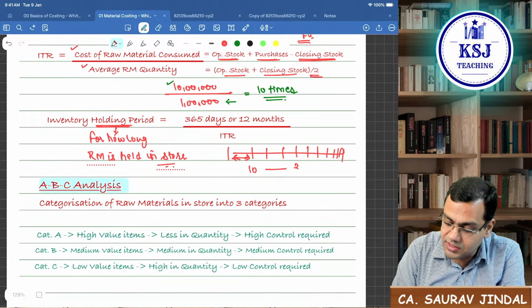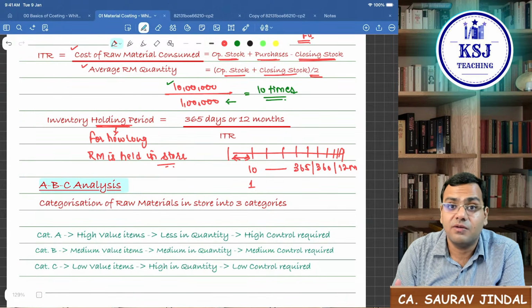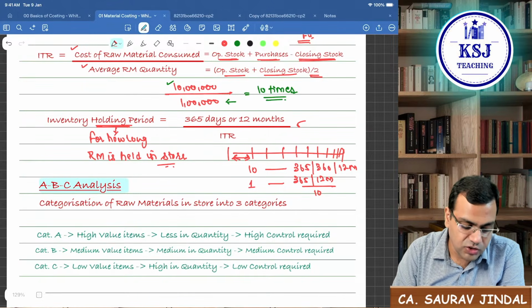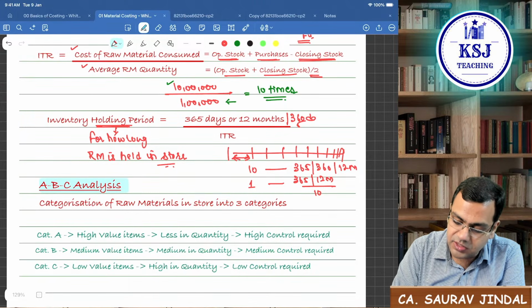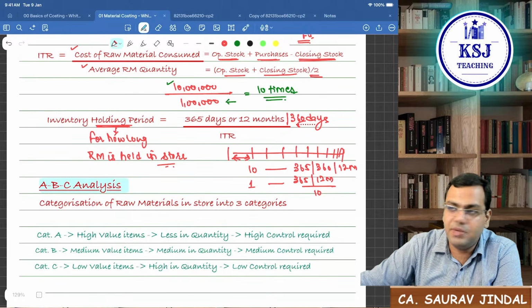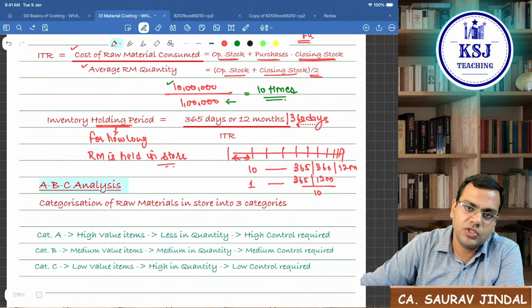So we are saying 10 times we are converting in 365 days, or 360 days, or 12 months. So this one conversion is after how many days? Divided by 10. This 10 is your ITR. So 365 days or 12 months, or it can be 360 days also, divided by ITR. That will give you the inventory holding period, that is, for how many days you are holding the inventory in your store.